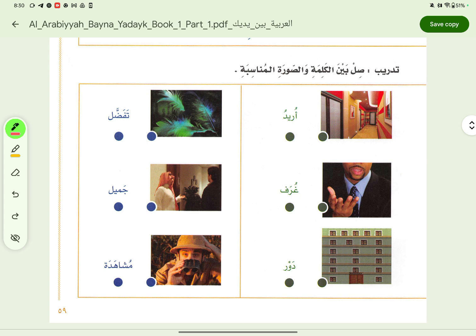Ghurfa, dawr. Okay. Ghurfa. Alright, this one here is also a bit confusing because it says ghurfa.